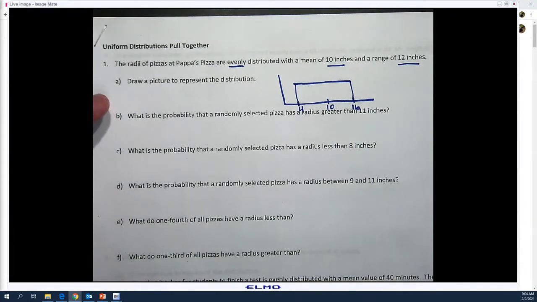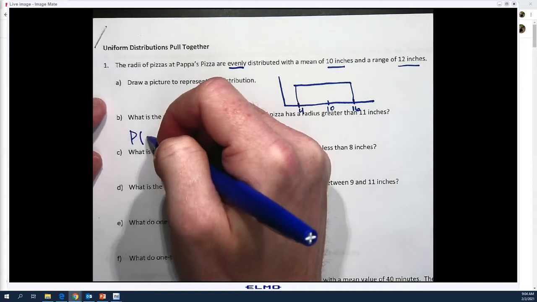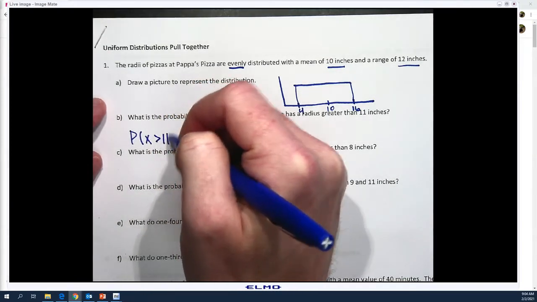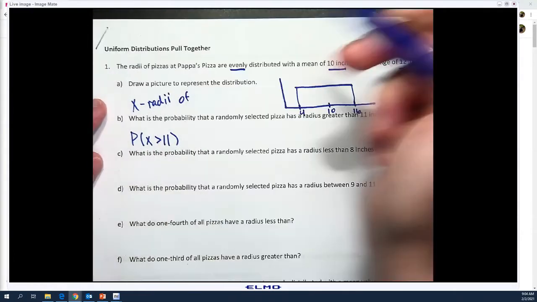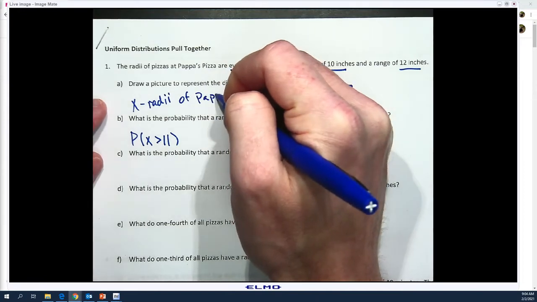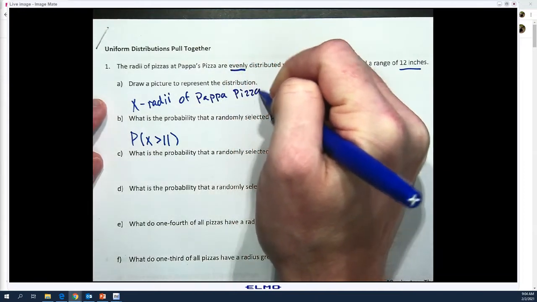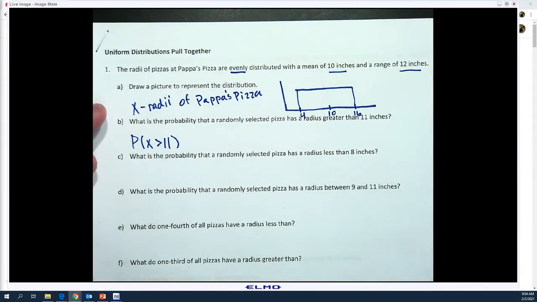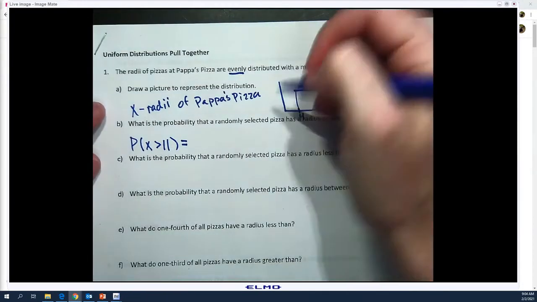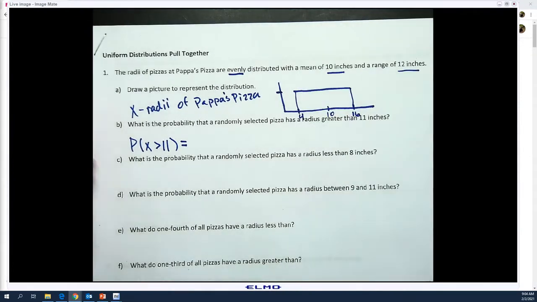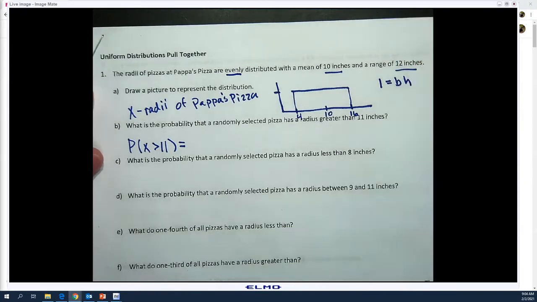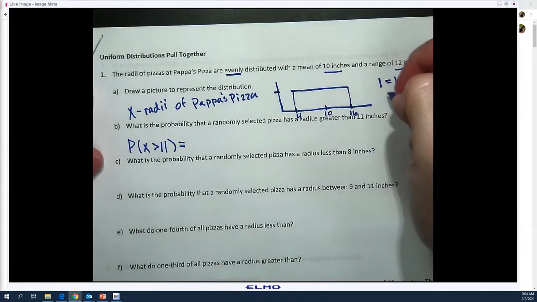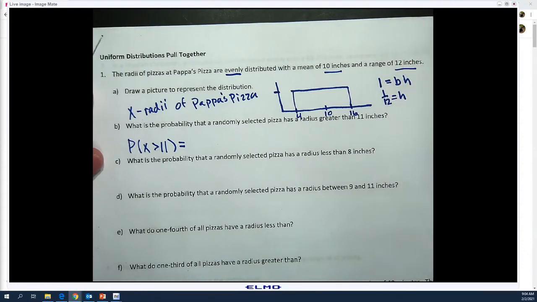Then it says, what's the probability that a randomly selected pizza has a radius greater than 11? So I want to know the probability x is greater than 11, where x is the radii of Papa's Pizza. I think I forgot an apostrophe there. We probably need to find the height before I can find probability. Remember that the area is 100%, and that has to equal base times height. Our base is 12, so the height has to be 1/12.